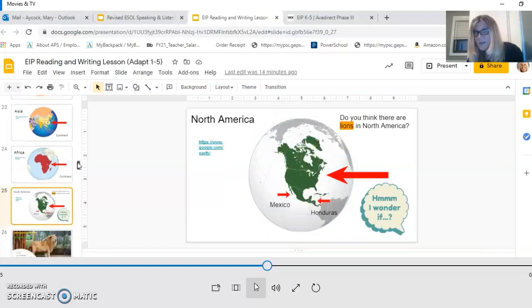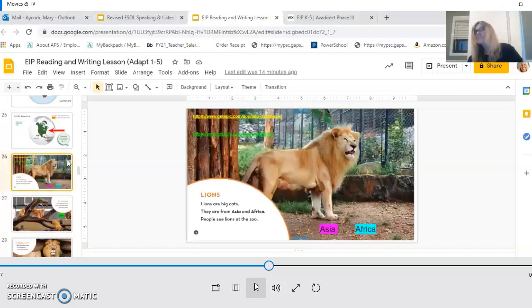Here we go. Great job, everybody. So now as we read, I'm going to read the first page, and all of these pages have to do with what? Lions. They're all the main topic, and everything we tell is what? Key details. Awesome. So I want you guys to work together as a partner.